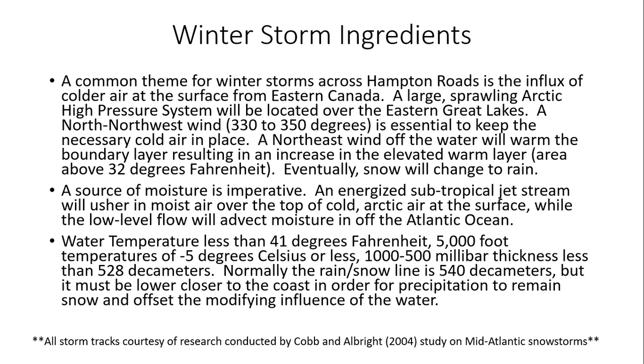Additionally, I want to mention that a northeast wind, any kind of onshore wind off the water, will generally warm the boundary layer. That boundary layer extends from the surface where we live up to about 3,000 feet above the ground. And so what happens with that wind off the water, you get more of a maritime influence. You get temperatures warming just enough.